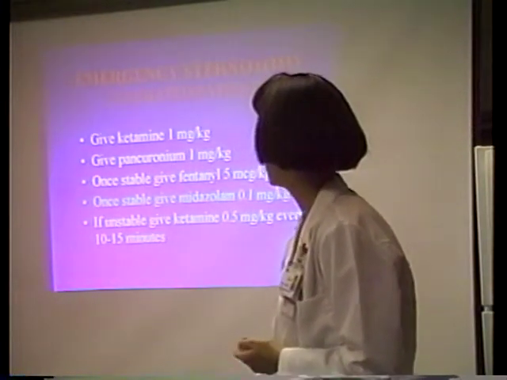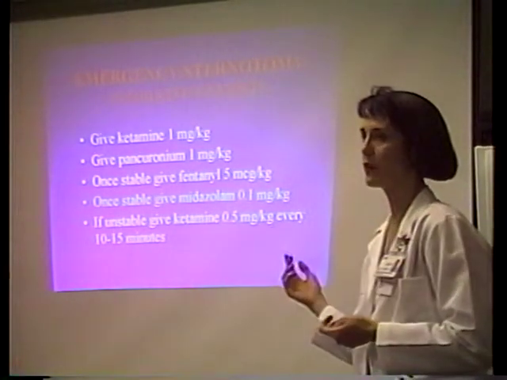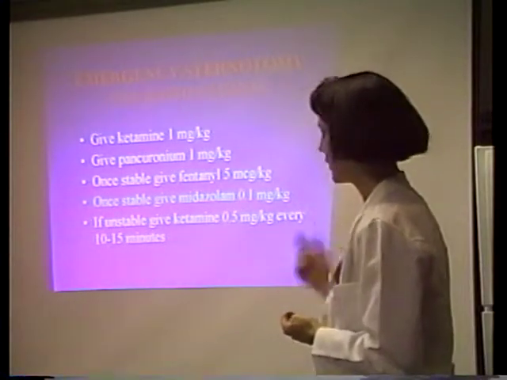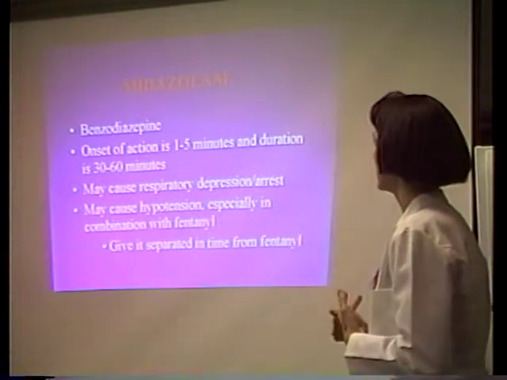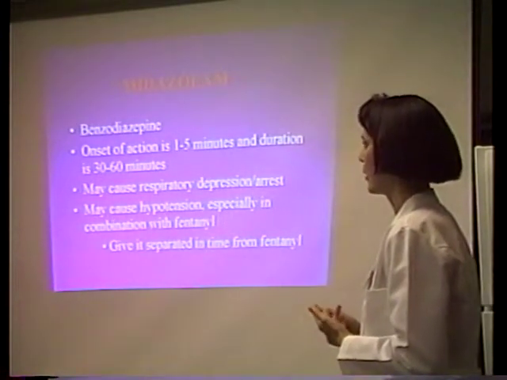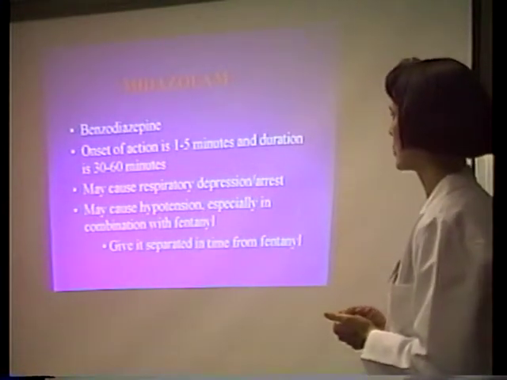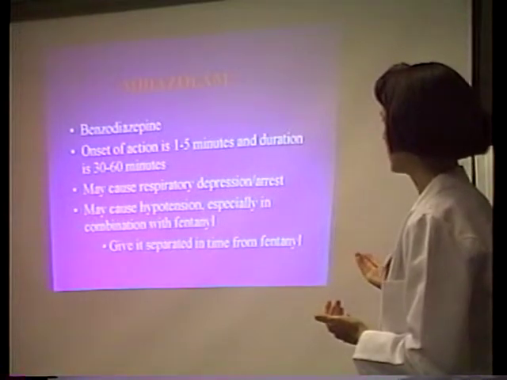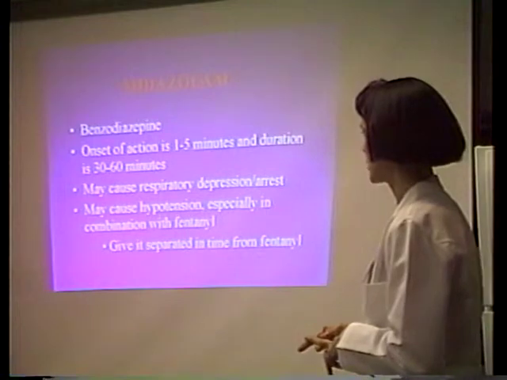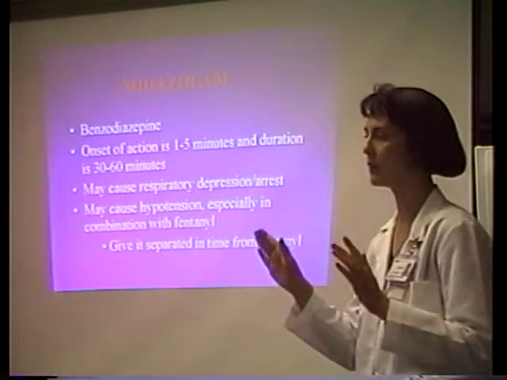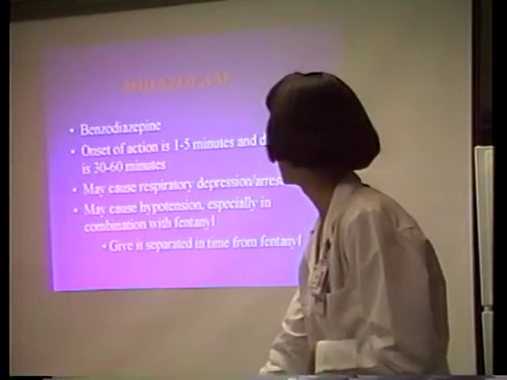Okay, so again, if you're not going to be giving any more doses of ketamine because the patient's fairly stable, you're going to need to give something for amnesia. So give midazolam. You just go over it. It's a benzodiazepine. It's pretty immediate in its action, and it lasts half an hour to 60 minutes. Some reports say up to 2 hours, but I would redose it after an hour for sure. If the patient's not intubated, it can cause respiratory depression, and remember that in combination with fentanyl, you get hypotension. So just give it separated in time. I usually give the fentanyl, make sure the patient's stable, 10 minutes later go ahead and give the midazolam.